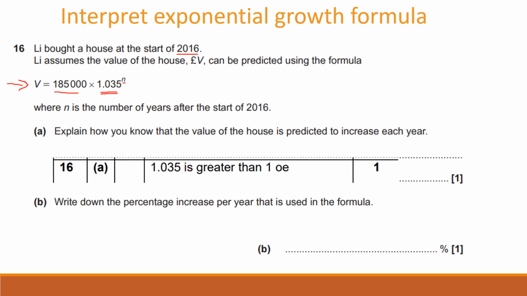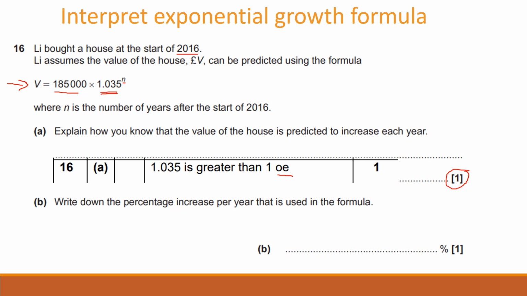And the mark scheme will literally give you 1 mark. Okay, so this number here in the square bracket tells you how many marks it is. Literally 1 mark for writing 1.035 is greater than 1. OE means or equivalent. So you need to just state that that number there, the multiplier, is greater than 1.